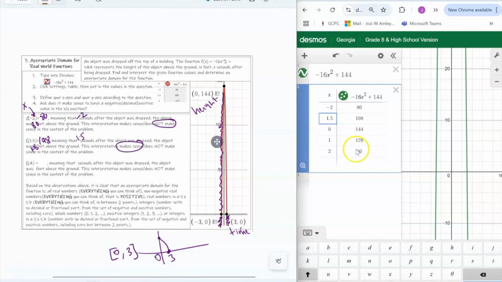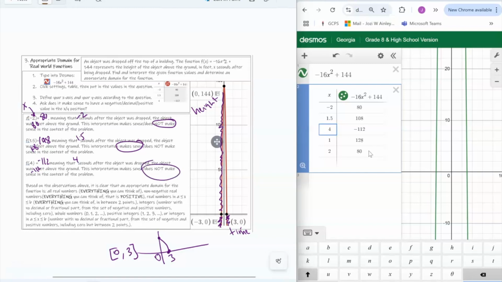All right, f of 4. So come right here. We'll change that number to a 4. It's -112, meaning that 4 seconds after the object was dropped, the object was -112 feet above the ground. Is that possible for the object to be -112 feet off the ground when it is dropped? No. So this does not make sense.